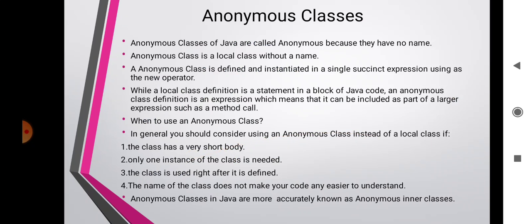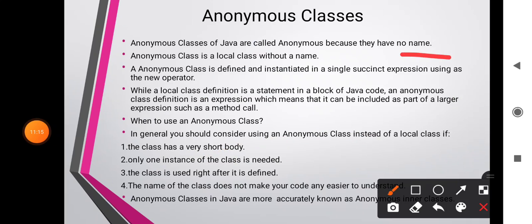Then the last topic of this chapter, anonymous classes. These anonymous classes of Java are called anonymous because they have no name. That's why they are called anonymous classes, having no name. An anonymous class is a local class without a name. An anonymous class is defined and instantiated in a single expression using the new operator, while a local class definition is a statement in a block of Java code, and an anonymous class definition is an expression, which means that it can be included as part of a larger expression such as a method call.